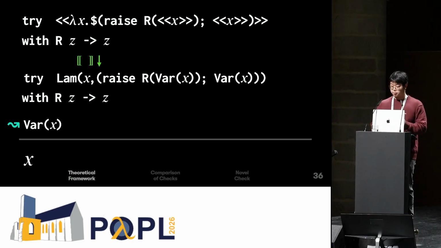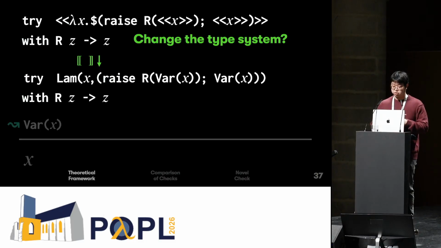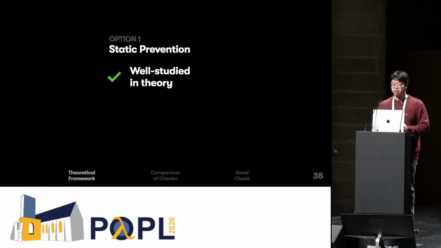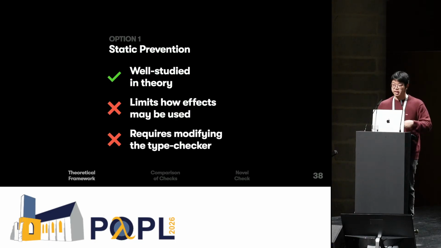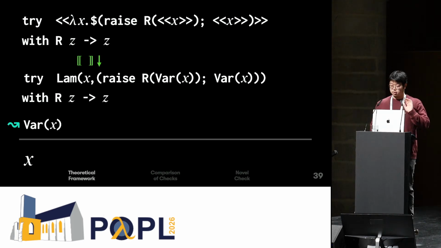So that's scope extrusion. How do we solve scope extrusion? One potential approach is to change the type system for lambda quote and lambda AST so that scope extrusion programs aren't well-typed. We call this approach static prevention, and it's well studied in theory, which is great, but it tends to limit how effects can be used. And as I've said earlier, it requires wrangling with the OCaml type checker, which I really didn't want to do. So that's not what we're going to do.